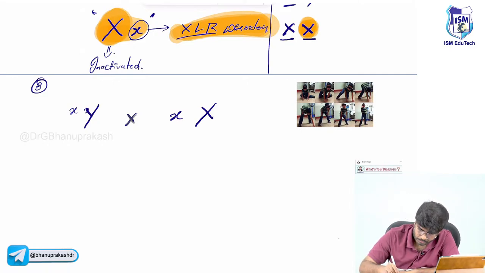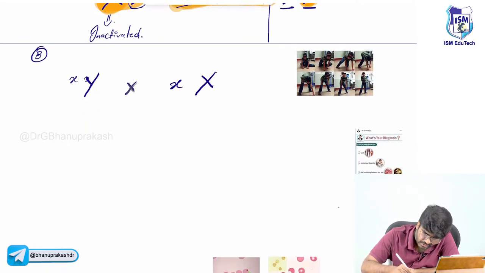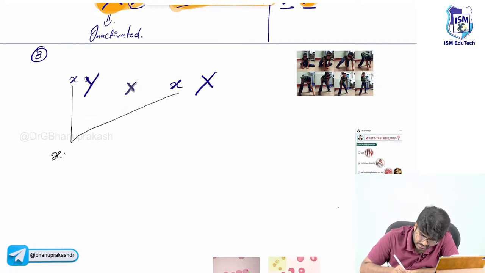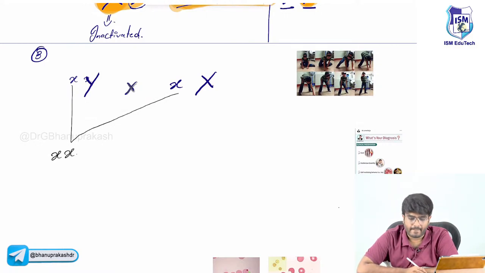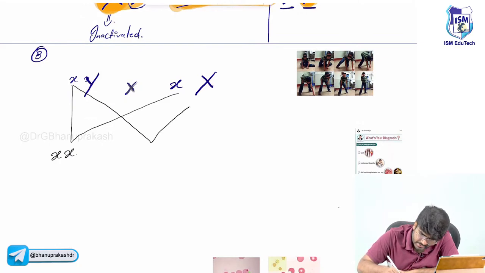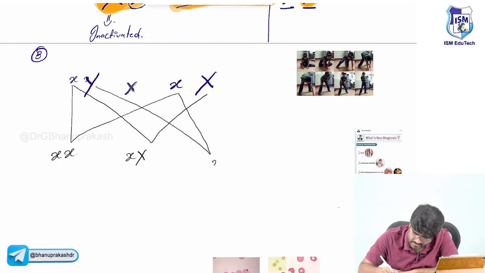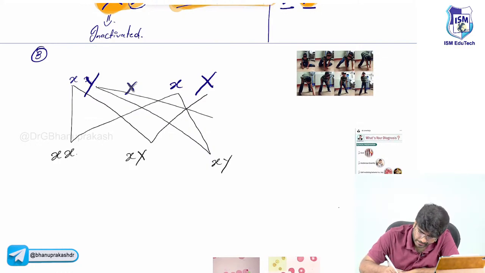Now look, if they are having children, what are the possibilities? The possibilities will be something like this: small x, small x; small x, capital X; small x and Y; capital X and Y.